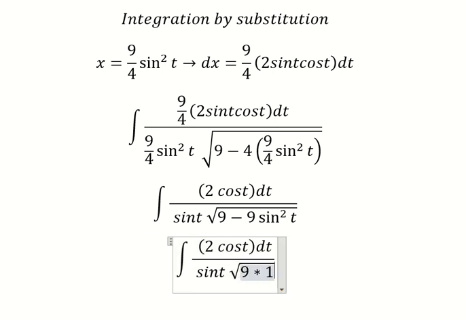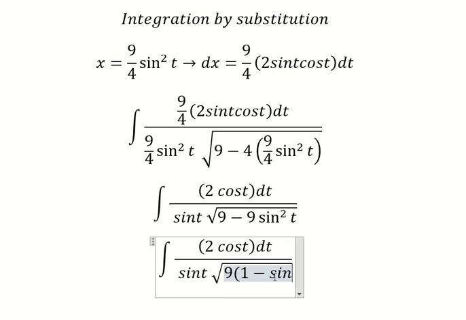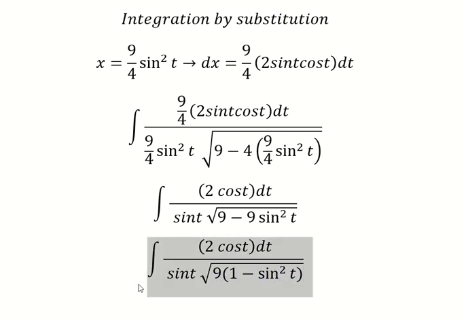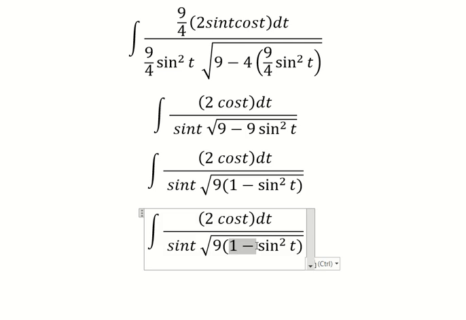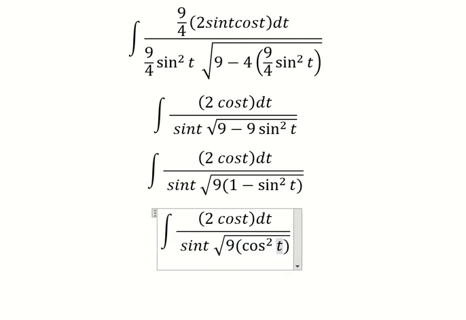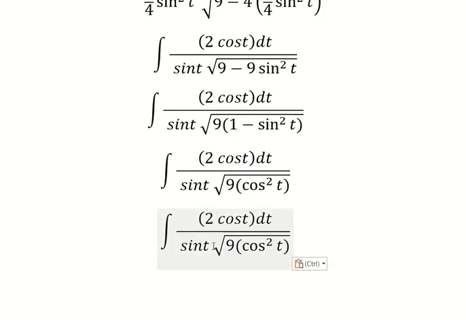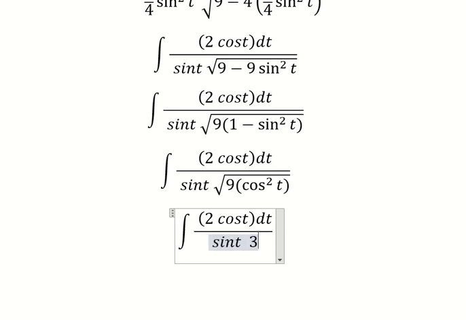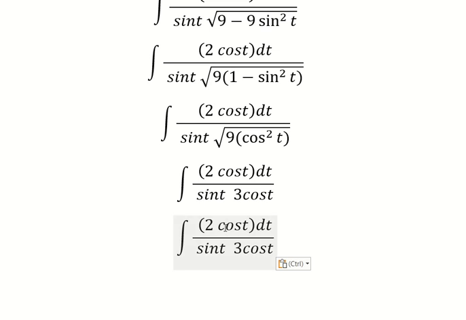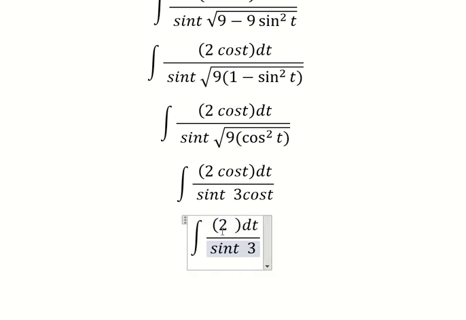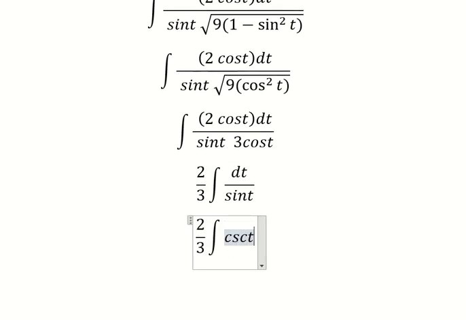We can do factorization. This one is cosine t squared. The square root of this one, we have 3 cosine t. So, cosine t simplifies cosine t. And 2 over 3, I will put outside. And this one is cosecant of t.